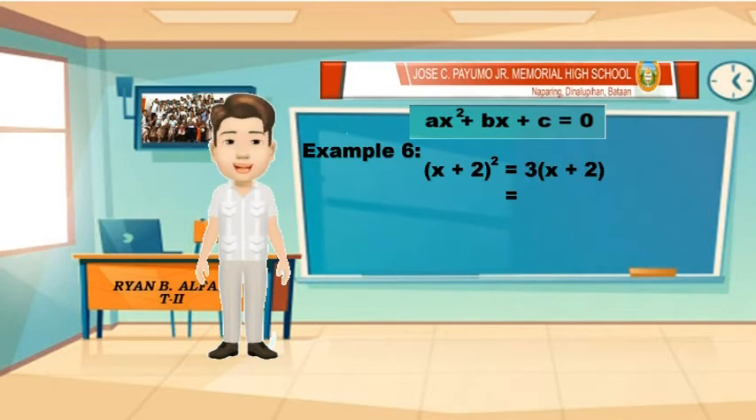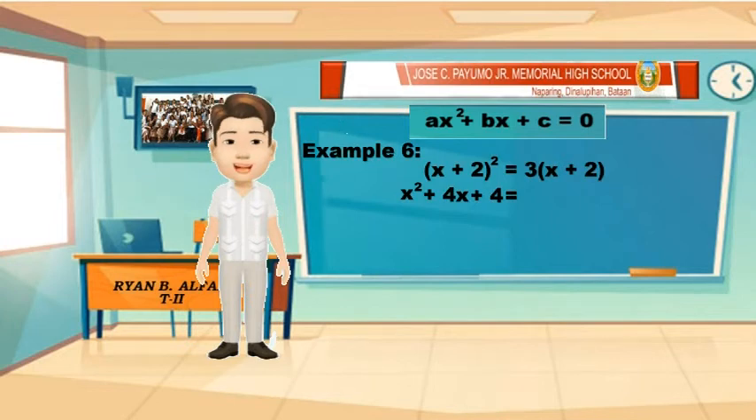How to find the product of the square of binomial? Yes, the first step, you have to square the first term. So we will have x times x. The answer is x squared. Then to find the second term, just simply multiply the first and the second term, then multiply it by 2. So we will have x times 2, we have 2x, then times 2, we have positive 4x. And to find the last term, multiply 2 by itself, so we will have positive 4.